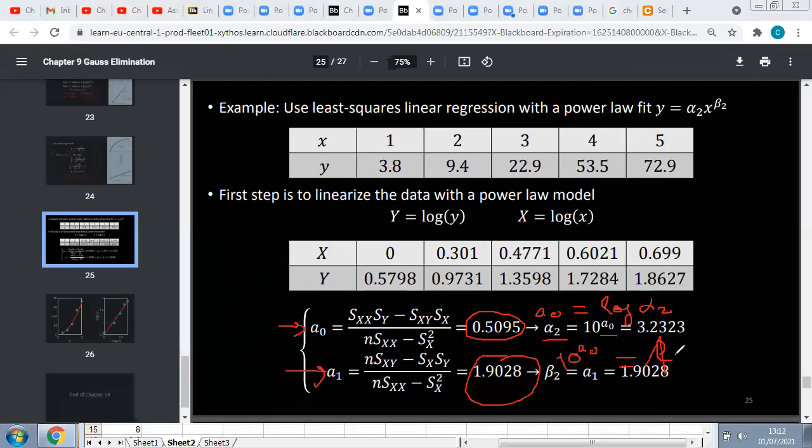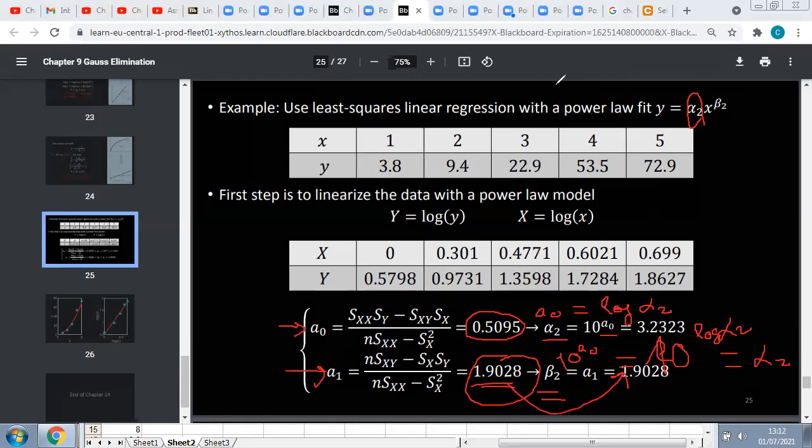If I do 10 to the power log alpha 2, you know that 10 to the power and log are complementary functions, like the logarithm and the exponential. So it will give me alpha 2. Okay. So in this way, I got the first coefficient, alpha 2, of my power law fit. Now I can deduce the second coefficient, beta 2, from A1, because when I developed the method, A1 was equal to beta 2. So the value of A1 will give me beta 2.